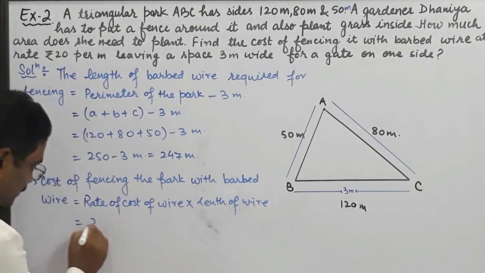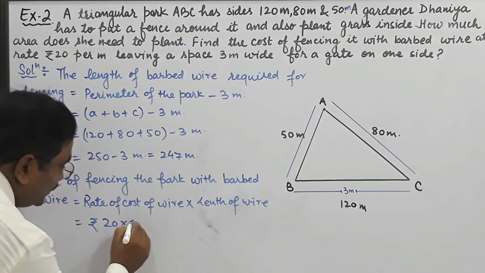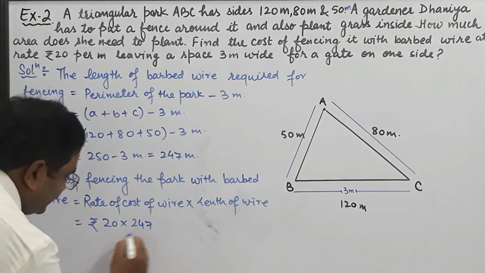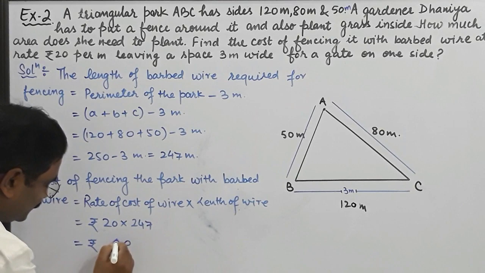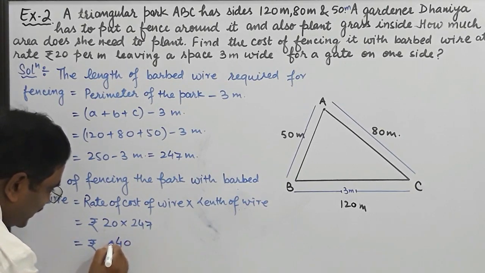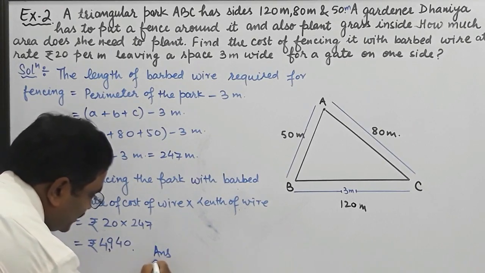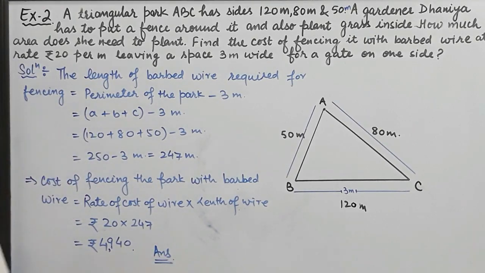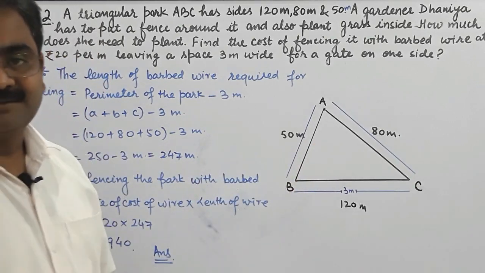So this is rupees 20 multiplied by 247. So you will get rupees 0, 2 7s are 14, 2 4s are 8, 1 9 and 2 2s are 4, means 4,940 rupees is the cost of fencing this triangular park by barbed wire.